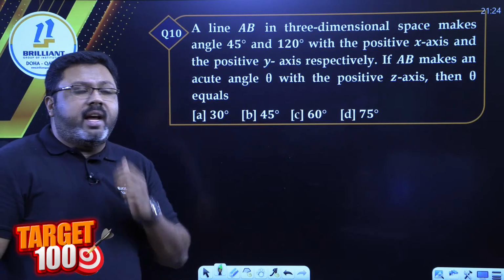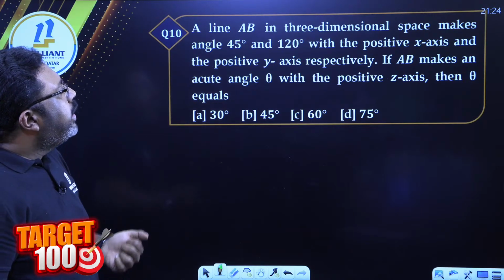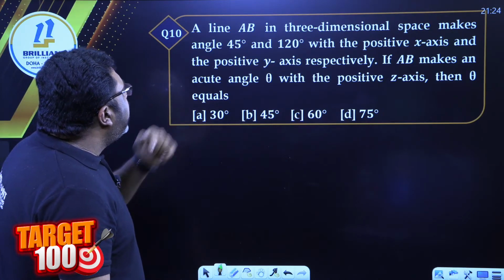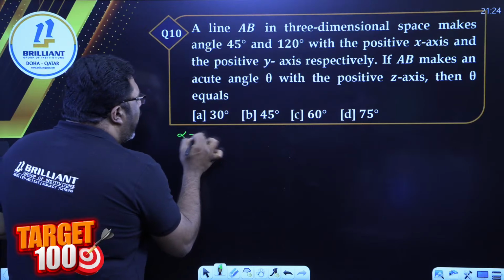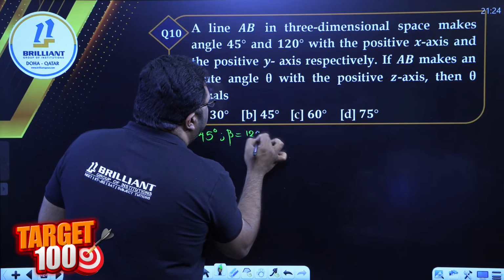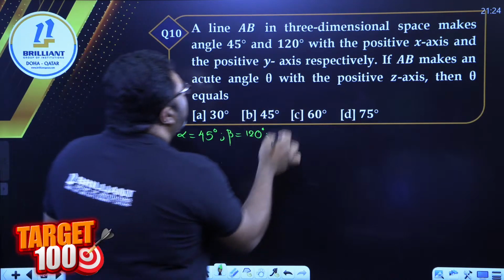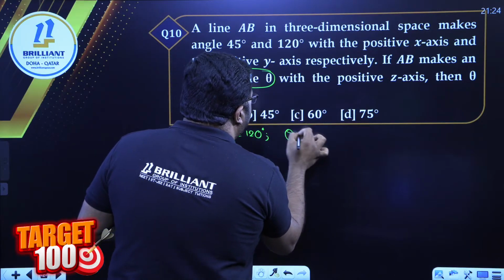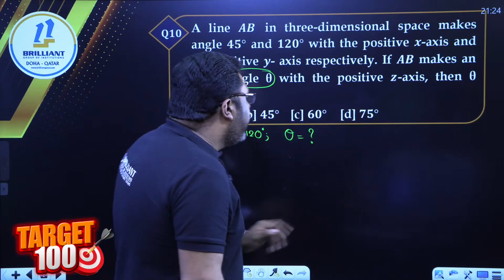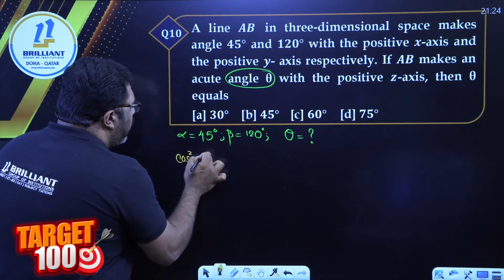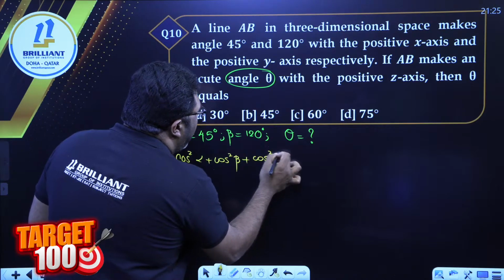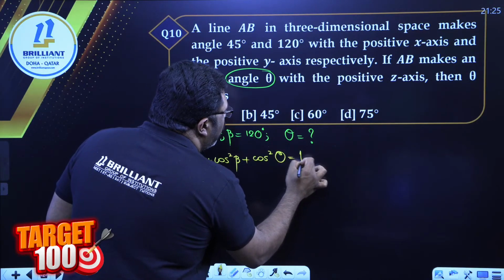Again, going back to the idea of direction cosines. A line AB in three-dimensional space makes angle 45 degrees with x-axis, 120 degrees with y-axis. So very clearly, alpha is equal to 45 degrees, beta is equal to 120 degrees. I don't know the third angle which they are calling theta. But definitely we know that whenever angles come, the relationship is what? Cos squared alpha plus cos squared beta plus, instead of gamma, this time it's theta, equal to 1.